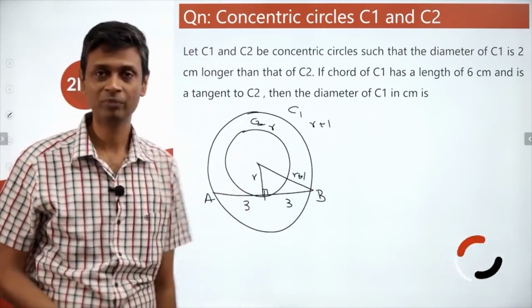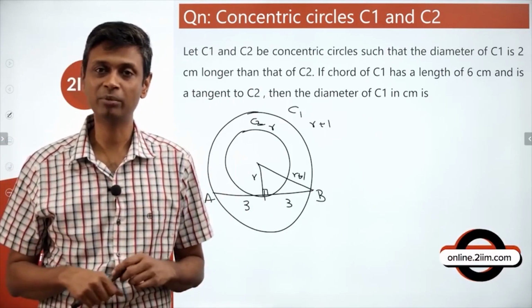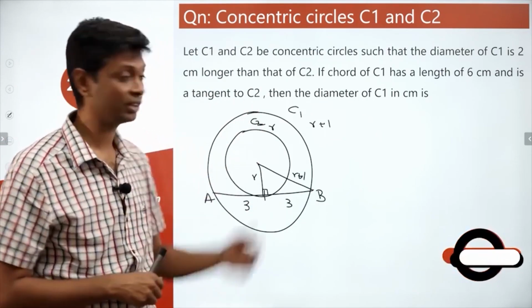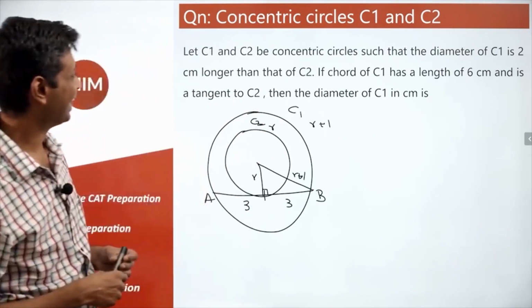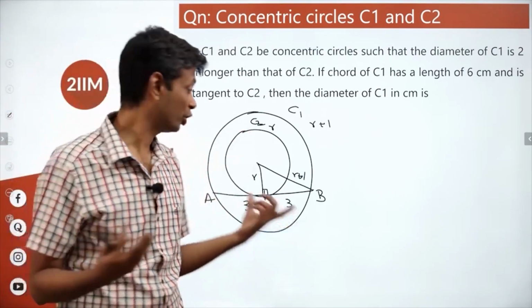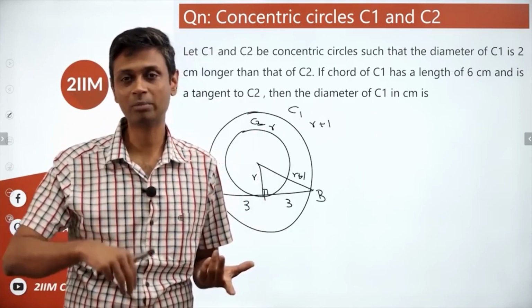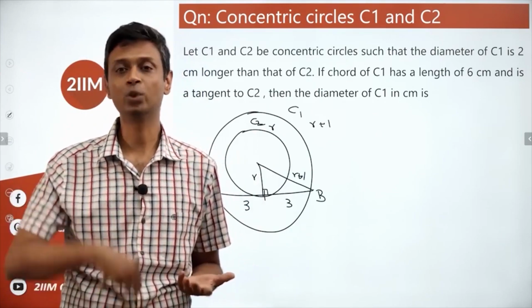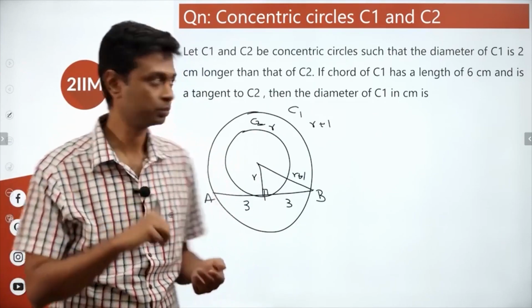3, 4, 5. So the inner circle has radius 4 centimeters. Outer circle has radius 5 centimeters. The diameter of C1, find it to be 10 centimeters. 3, 4, 5 Pythagorean triplet. You shouldn't be solving using Pythagoras theorem. 3 square plus R square is R plus 1 whole square. You can do that, but you shouldn't have to.